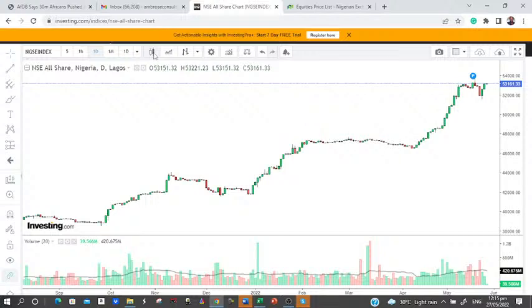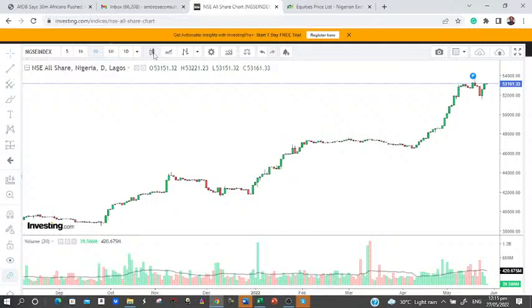Fine, it's a good one, but if you look at the market breadth, it's slightly negative. We're seeing 11 gainers against 12 losers at this hour. The top gainers as we speak are Livestock, leading the pack, followed by NEM. Also we're seeing FBN Holdings among the top five gainers, then Mutual, followed by Jaiz Bank and Multiverse.